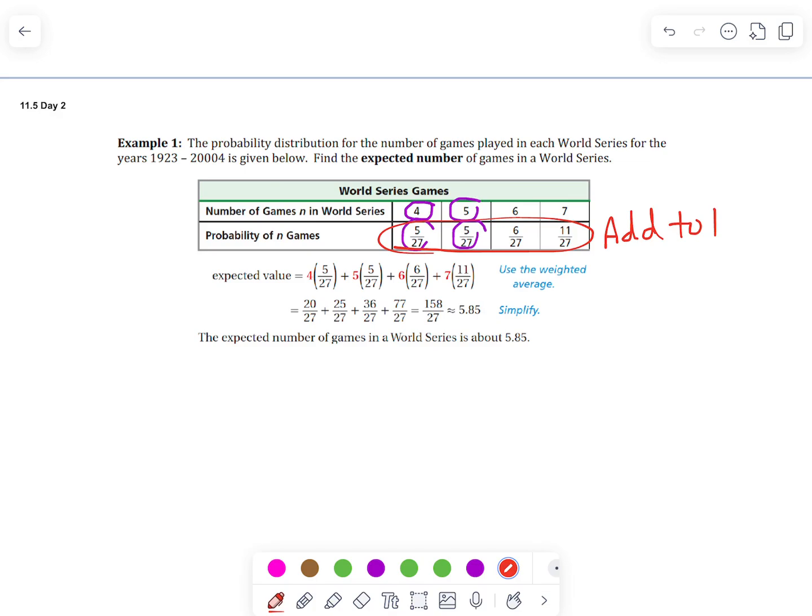So what you do to find the expected value is you multiply 4 times 5/27, 5 times 5/27, 6 times 6/27, and then 7 times 11/27. And then you simplify it, and you get the expected number of games in a World Series to be about 5.85 games.